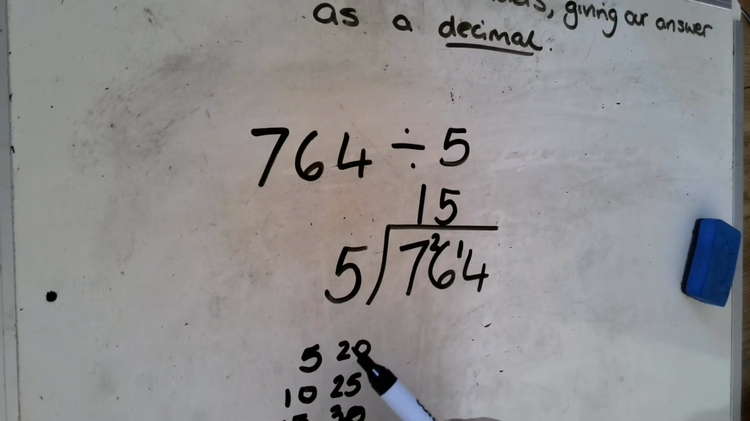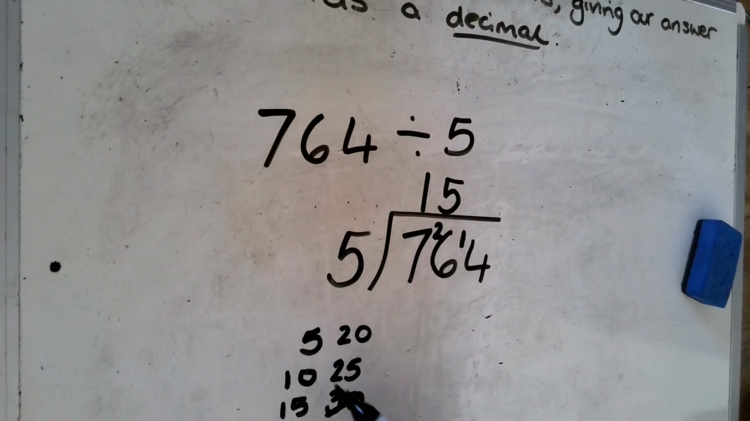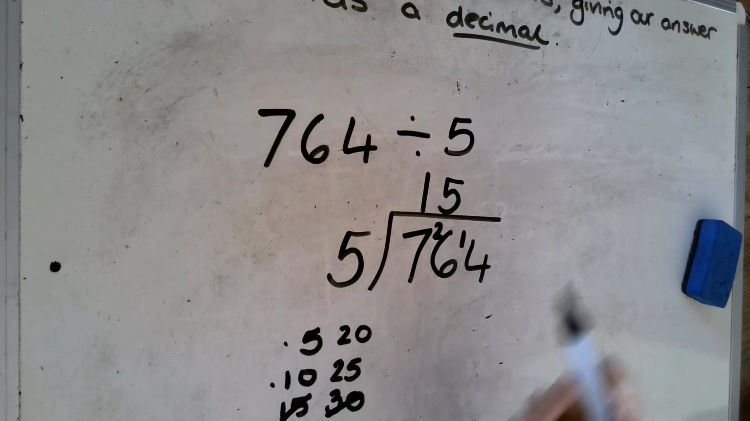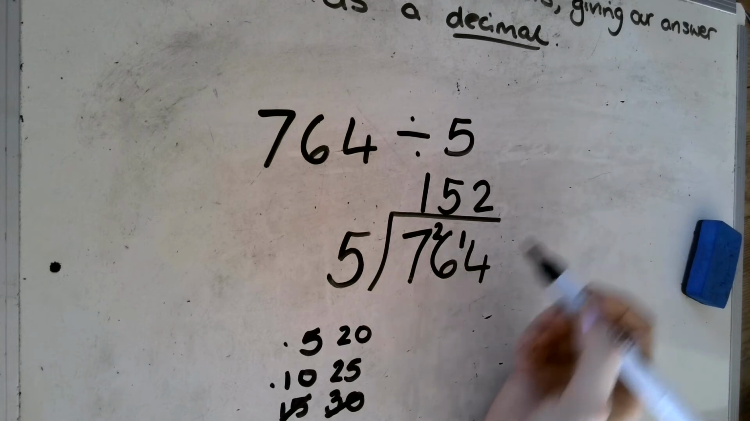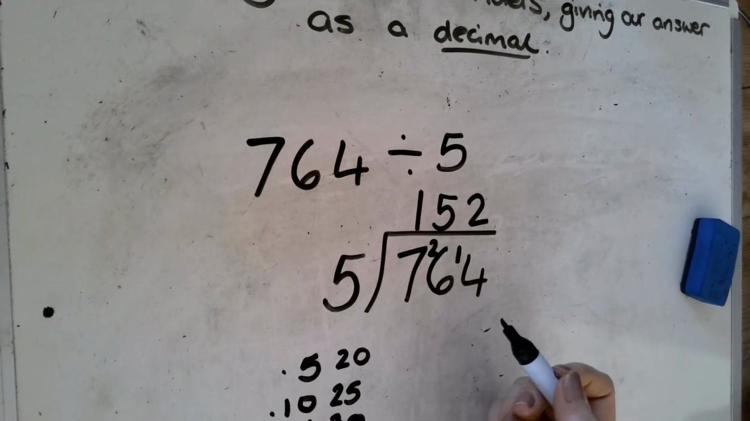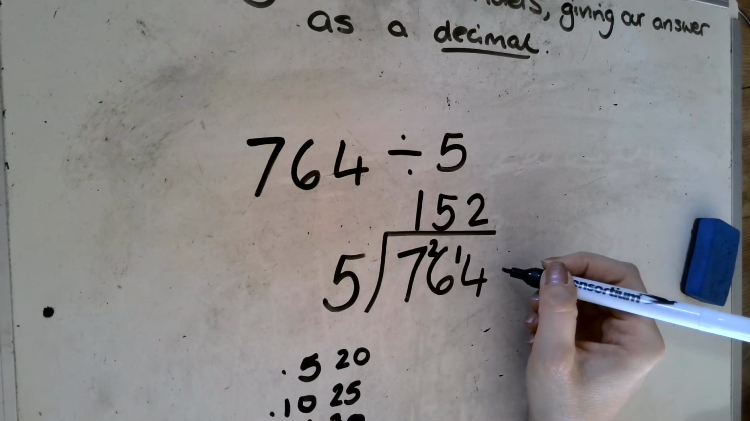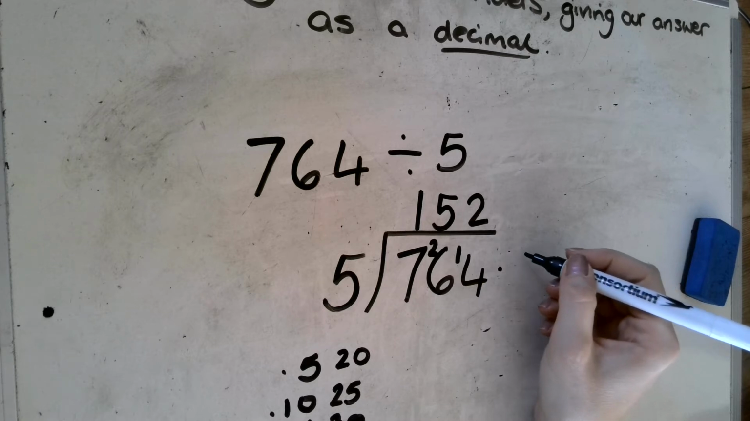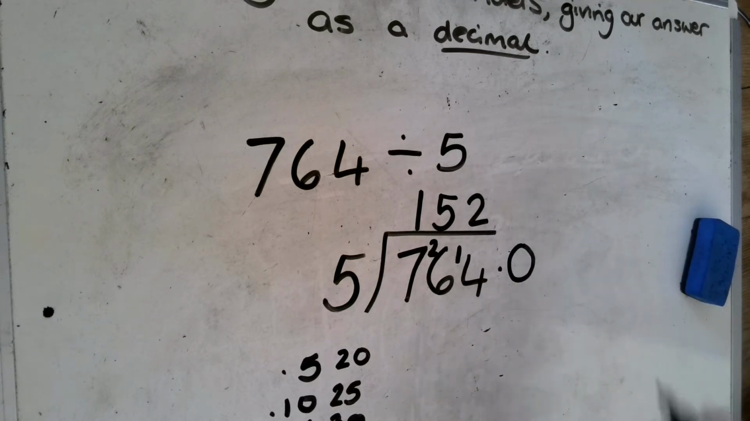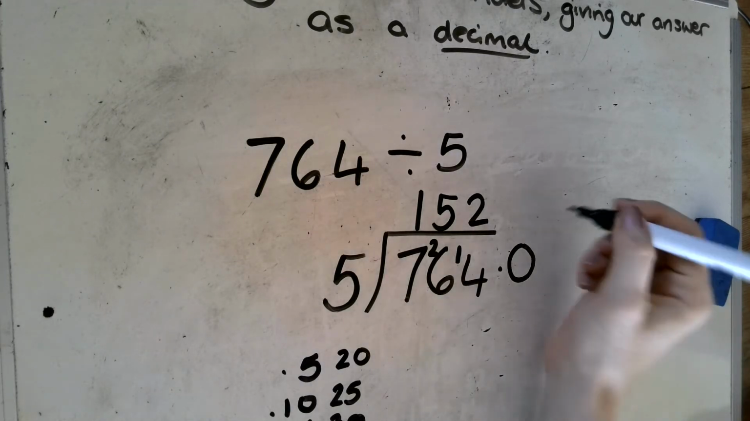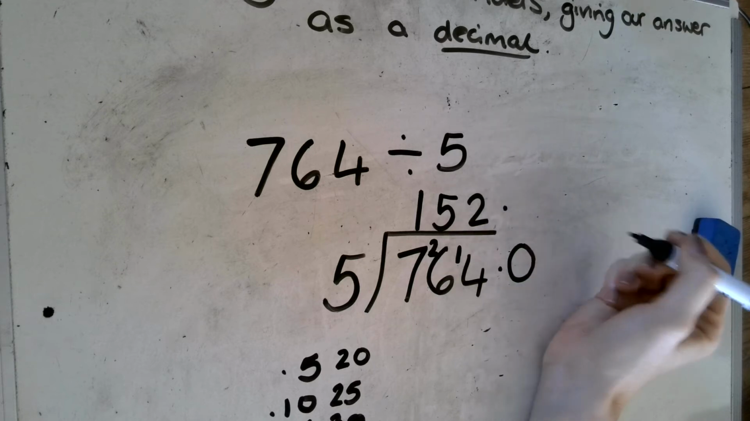And if I look down here at my 5 times table, I can see that 15 is too far, it's too big. So it's 1, 2, and I have a remainder of 4. So I'm going to again add a decimal point and a 0 in my tenths column. I haven't changed the amount, I've still got 764, but I'm going to put a decimal point here in line.